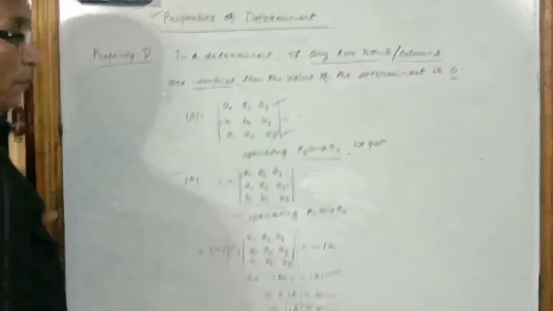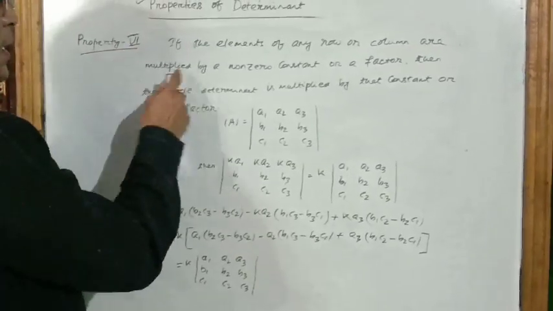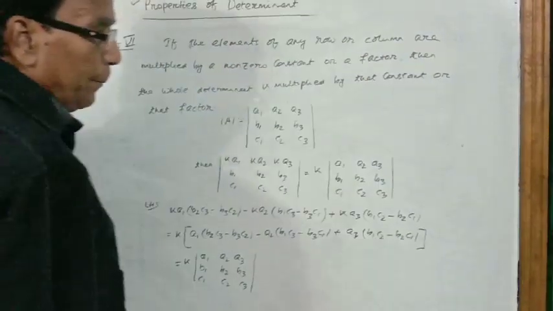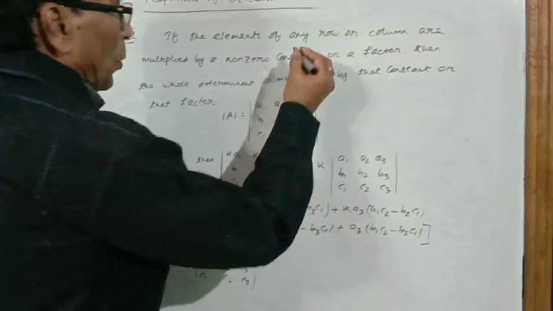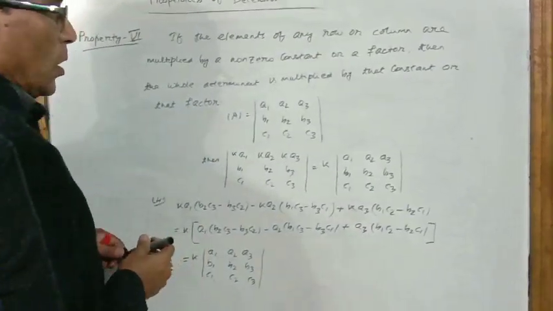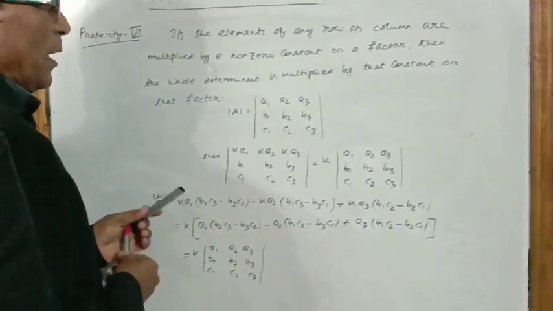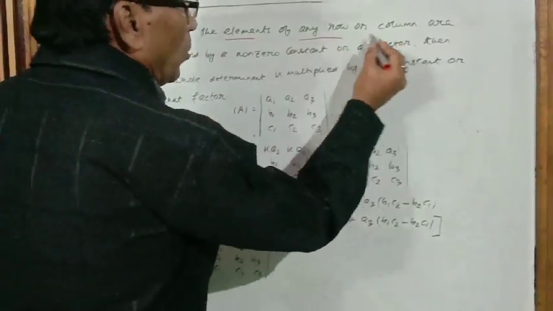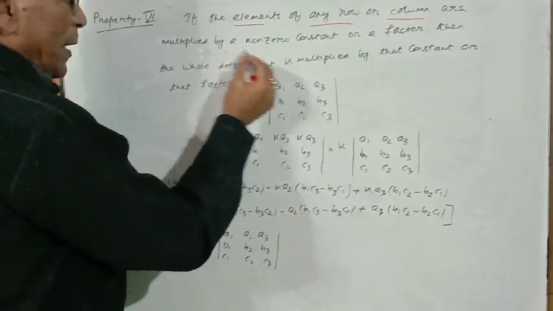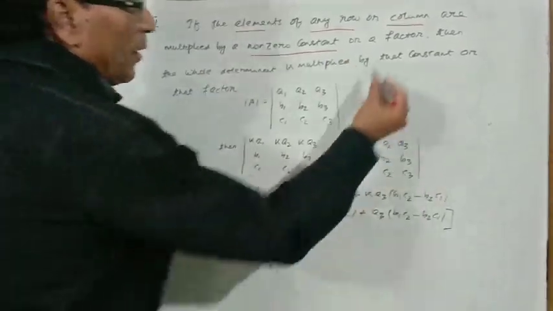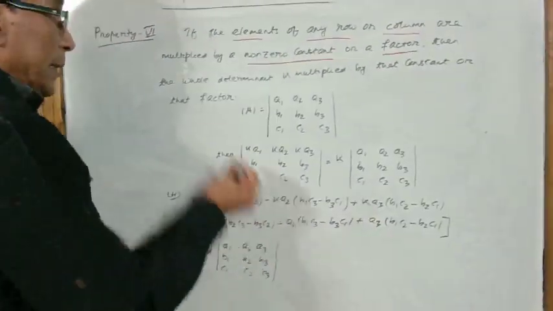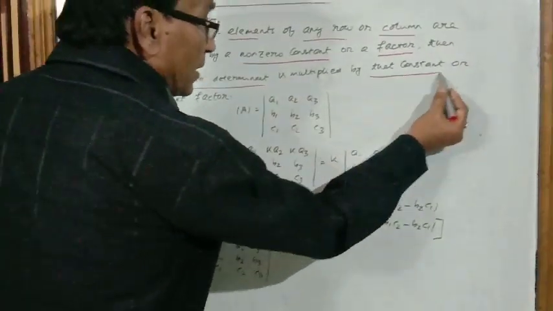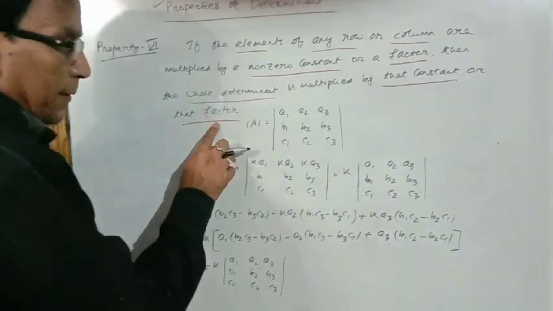identical. Property 6, that is, if the elements of any row or column are multiplied by a non-zero constant or a factor, then the whole determinant is multiplied by that constant or that factor.